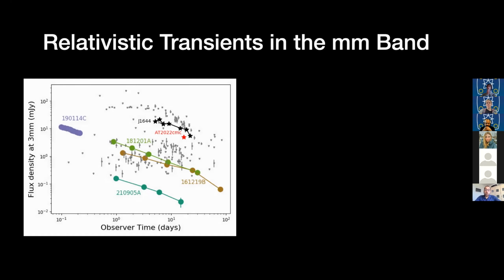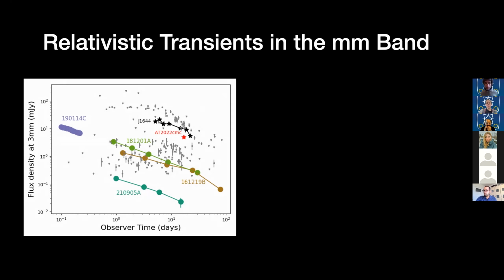So here's what we know about relativistic transients in the millimeter band. These are most, if not all, of the 3 millimeter observations of relativistic transients that we have. Most of these are gamma ray bursts. All of those are the long duration variety. In gray are the observations from facilities before ALMA. And in the colored circles are the gamma ray burst light curves that we collected with ALMA.